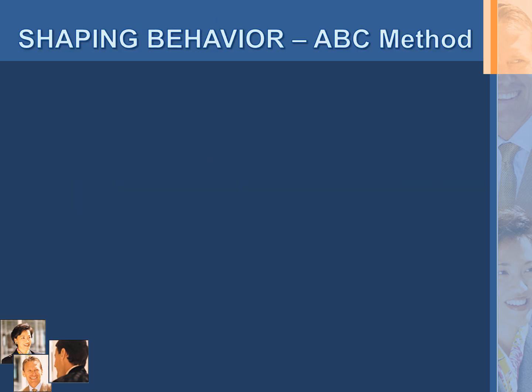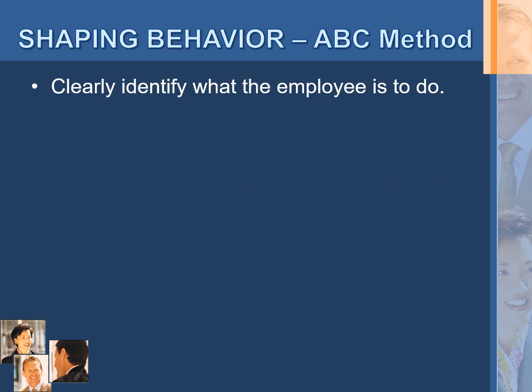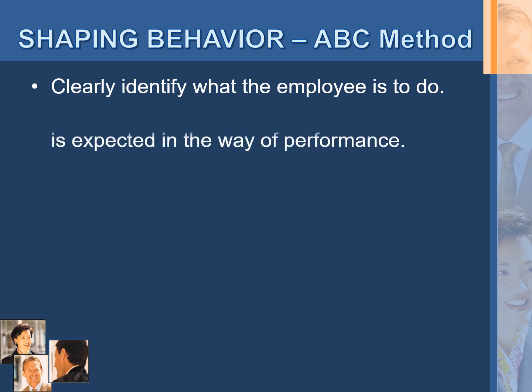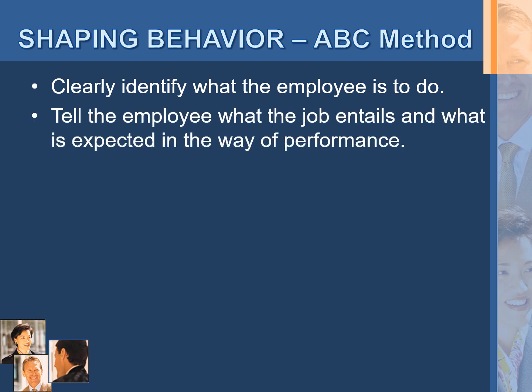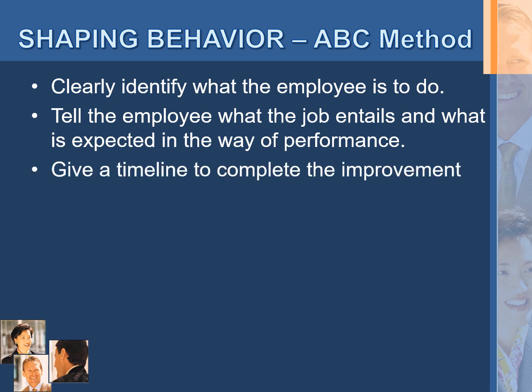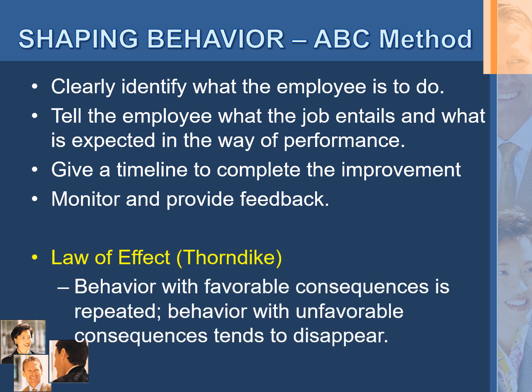Let's take a look at the ABC method. Clearly identify what the employee is to do. Tell the employee what the job entails and what is expected in the way of performance. Give a timeline to complete the improvement. Monitor and give regular feedback.